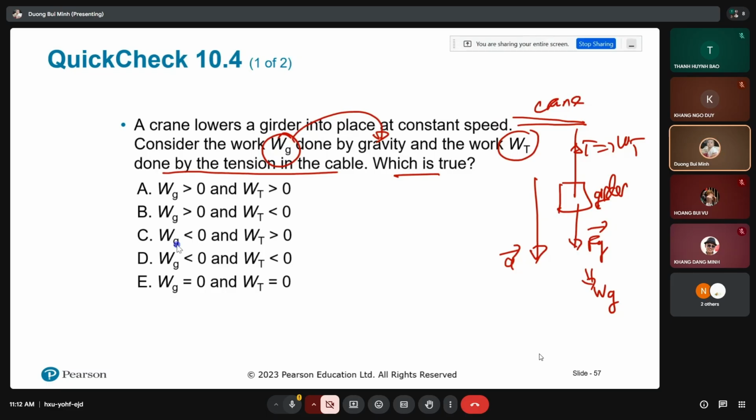It's B. Very easy, right? Because we discussed the work. If F is in the same direction as the moving direction, you get positive work, right? And if the angle is higher than 90 degrees, you get negative work, right?